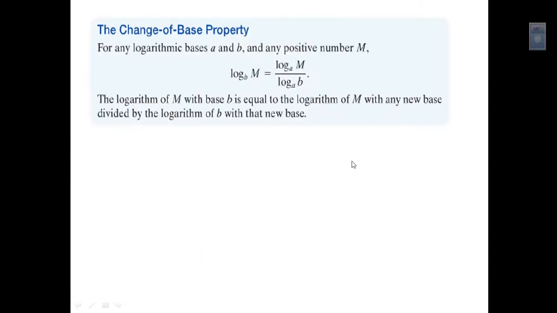All right, the last thing we need to talk about is the change of base property, or the change of base formula. For any logarithmic bases a and b, and any positive number m, the log base b of m can be expressed as the log base a of m divided by the log base a of b. Now, if you're paying attention, you're noticing that we're just swapping a log base b with two log base a's. And you're thinking, well, why in the world would you want to do that?